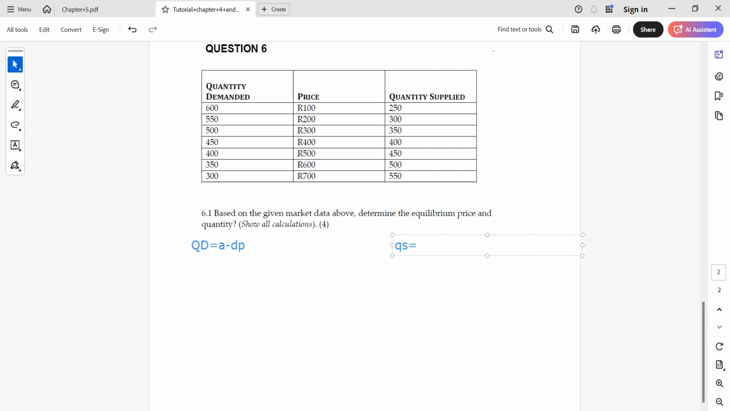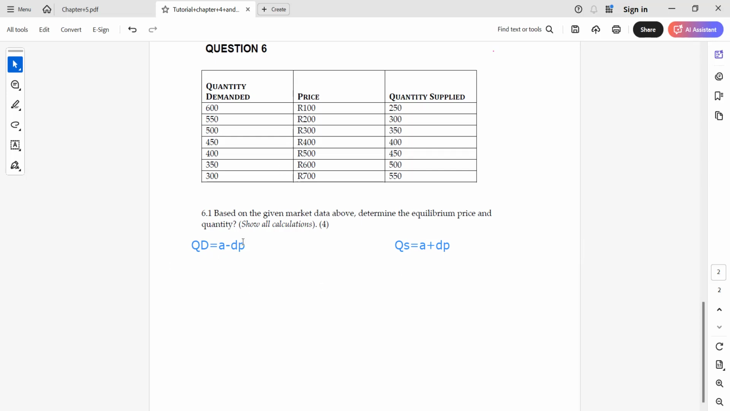Because, guys, I did say that your quantity supplied is positively sloping, it is increasing, the curve is increasing, while your quantity demanded curve is going down. That is why it has a negative. So you just write the equations here. Quantity demanded is A minus dP. There's a minus here because the curve is going down, it's negatively sloping. Quantity supplied is A plus dP because the curve is positive, it's upward sloping.